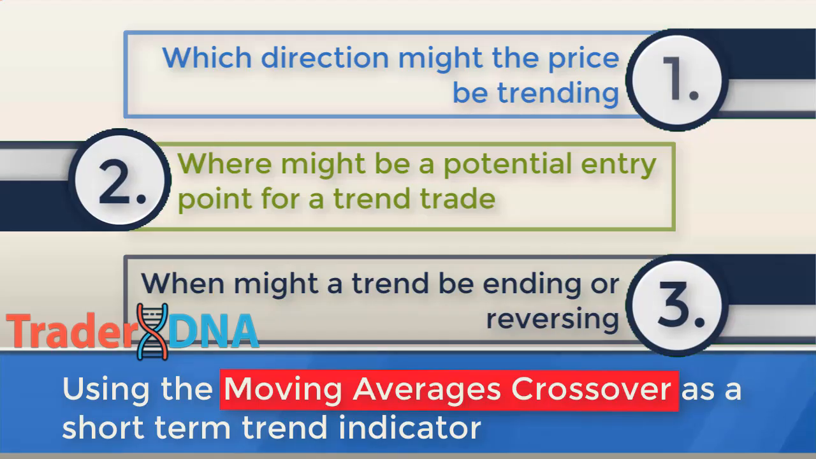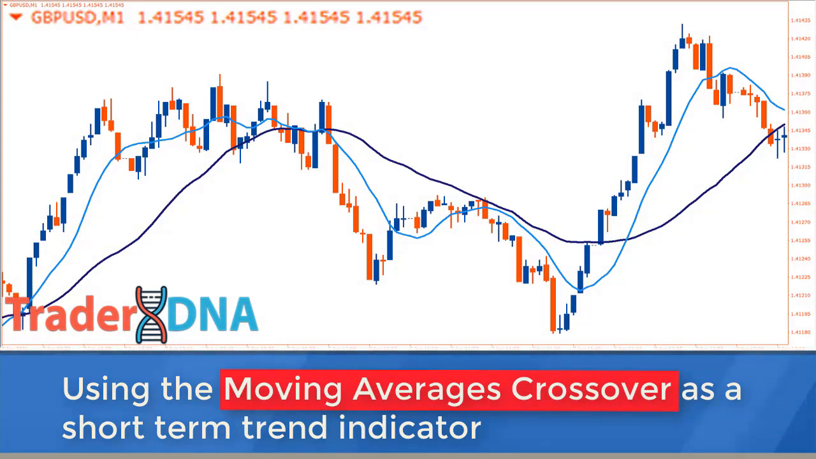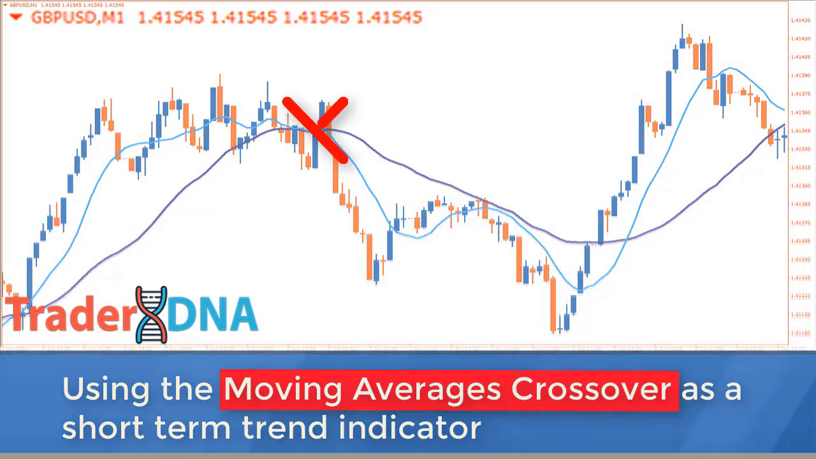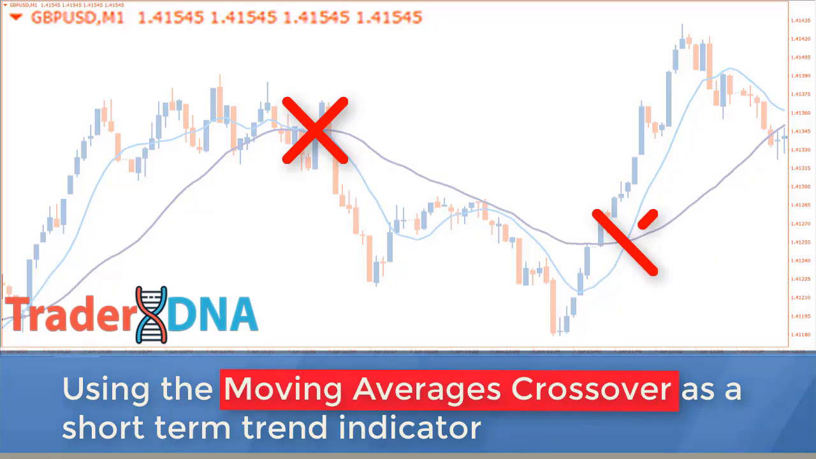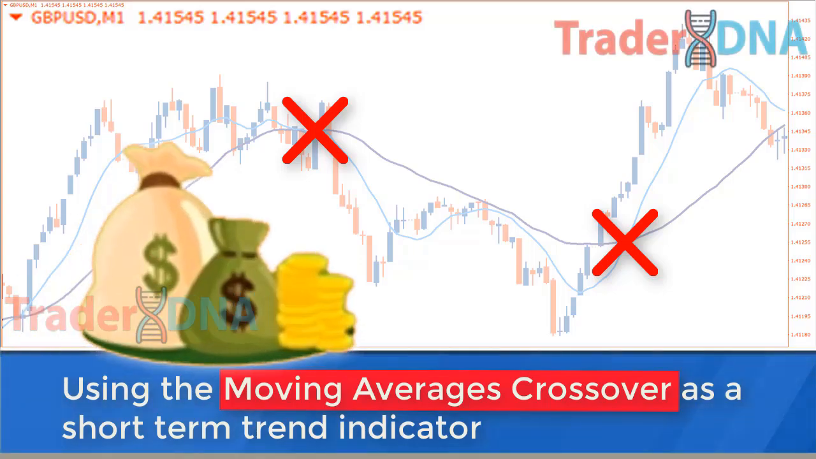All you have to do is plop on a couple of moving averages on your chart and wait for a crossover. If the moving averages cross over one another, it could signal that the trend is about to change soon, thereby giving you the chance to get a better entry. By having a better entry, you have the chance to bag more pips.